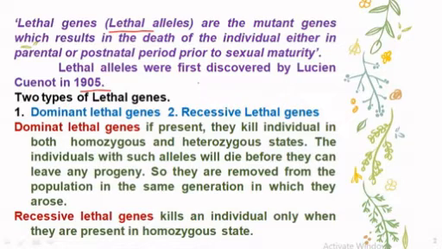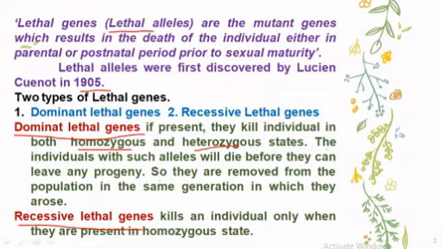There are two types of lethal genes: dominant lethal genes and recessive lethal genes. First we will see dominant lethal genes, and after that we will discuss recessive lethal genes. So what are dominant lethal genes? If a dominant lethal gene is present in an organism, it kills individuals in both homozygous and heterozygous states. That means if the dominant allele is lethal, whether it is present in the homozygous or heterozygous state, the individual will definitely be killed.